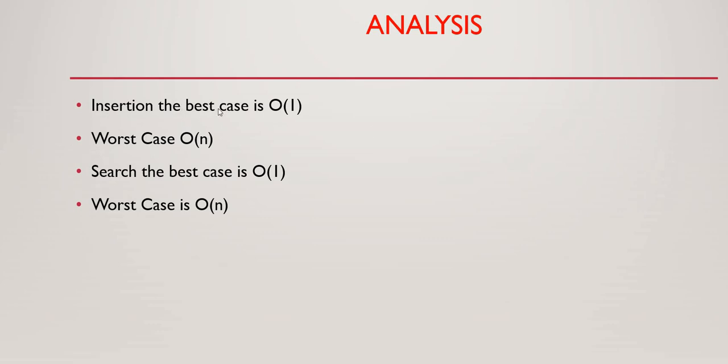And lastly, the analysis. For insertion, the best case is big O of 1, because we don't take time searching. We see the next empty space and then we insert. The worst case is big O of n, because if all the next spaces are full, we take much time to insert. Search is, as usual, best case big O of 1 and worst case big O of n.